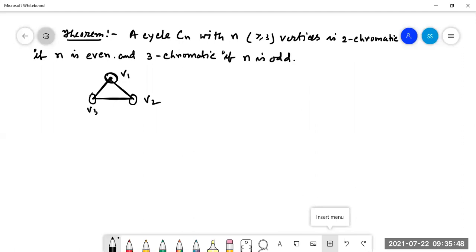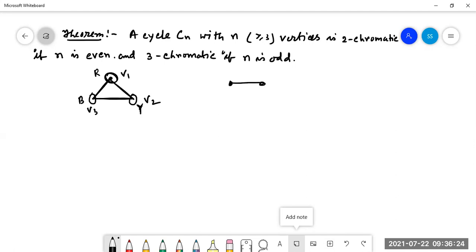So this is three vertices and this is a cycle. It is a closed graph, that is the cycle, right? If it is red, then it is blue and it is yellow. Isn't it? Yes, sir. So here it is 3 chromatic. As n is odd, so it is 3 chromatic.